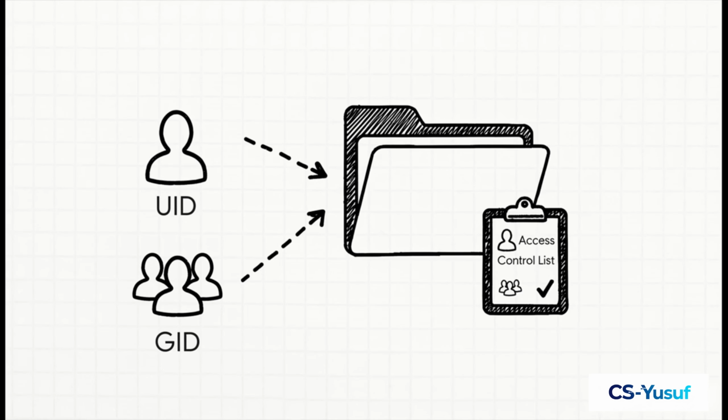And you actually see this every single day. If you've ever used Linux or macOS or any other Unix-based system, you know that every user has a user ID or UID and belongs to groups with group IDs. The OS uses these IDs to check permissions on files. It's a simple but super effective type of access control list.